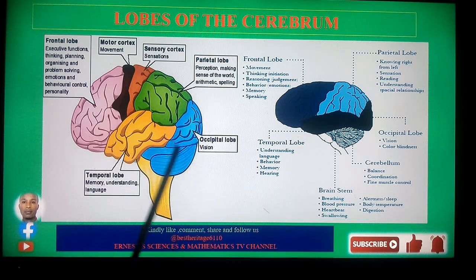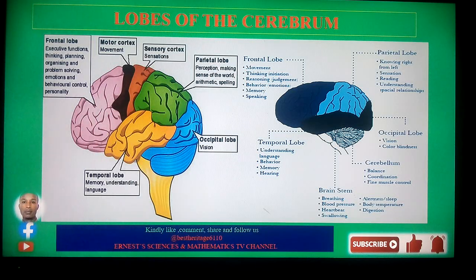And this particular section that we refer to as the occipital lobe is mainly involved in the concept of vision. As we are going to see later, color blindness is one of the major effects which may be initiated in case there is an impairment of this specific region of the brain.